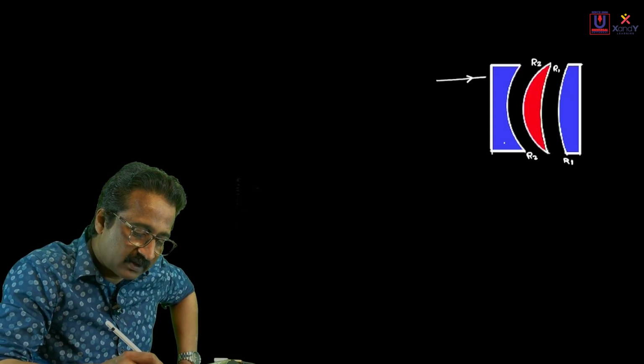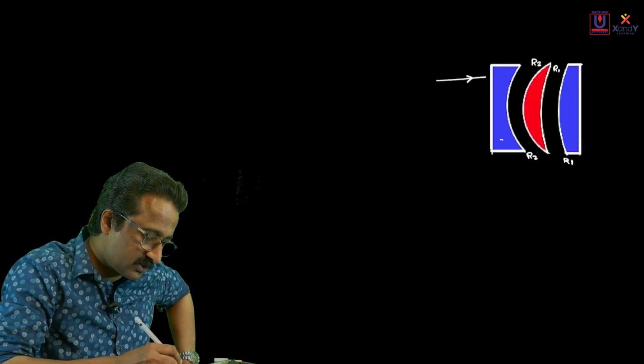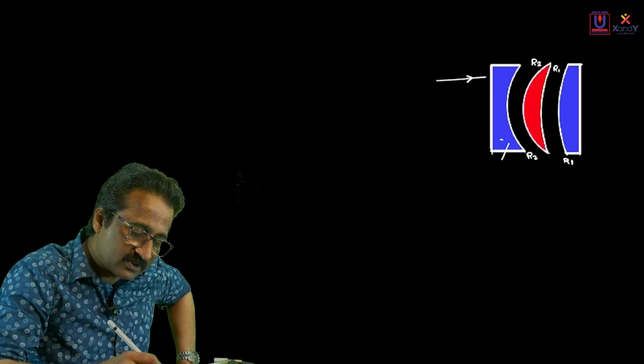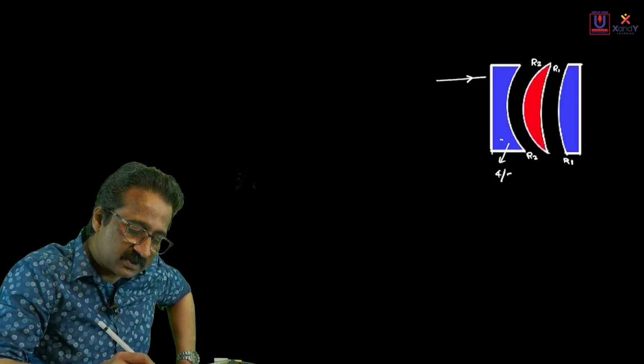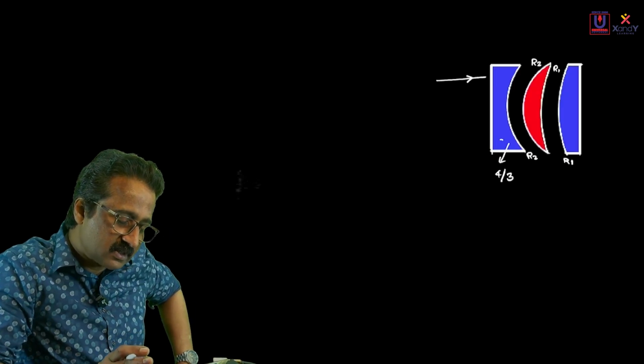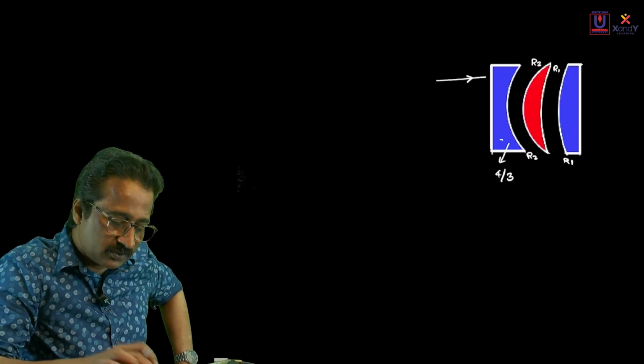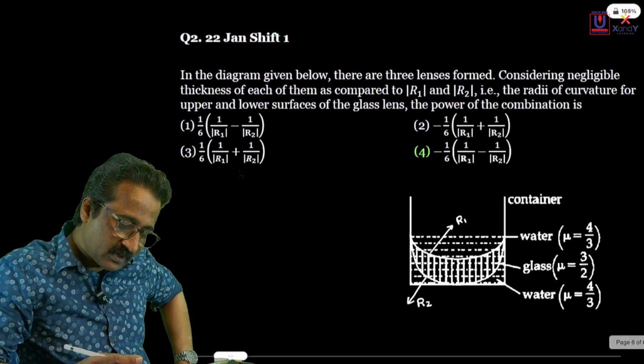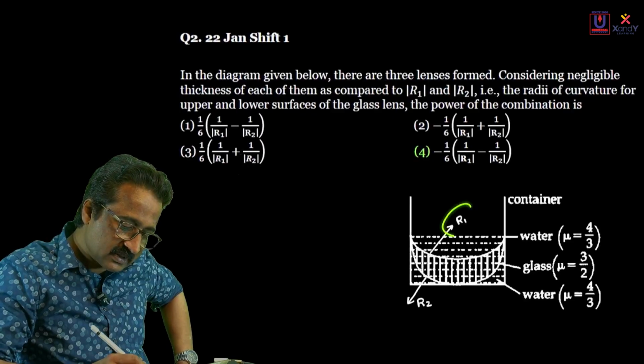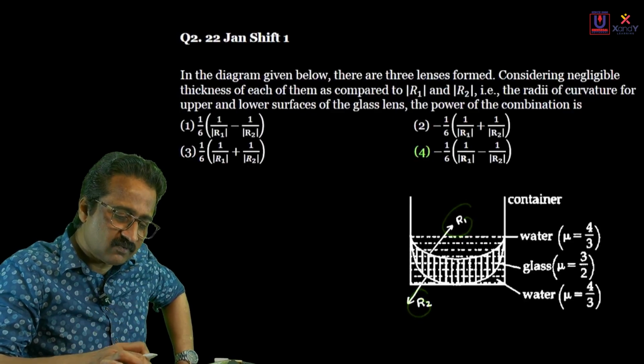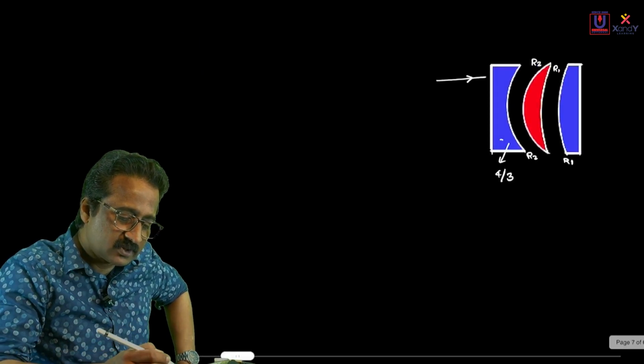Now the refractive index of this medium is said to be, how much is that? Yes, it is 4 by 3. And the radii of curvature are shown as in the figure, R1, R2. You see that this is the way R1 and R2 are given. So this is R1, this is R2. In the same way, I have followed R1 and R2 in this figure also.